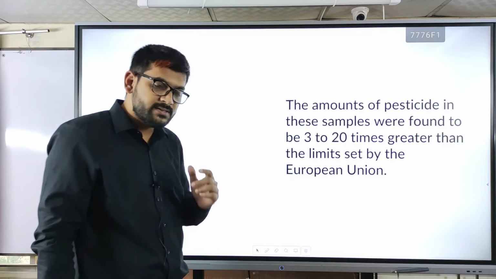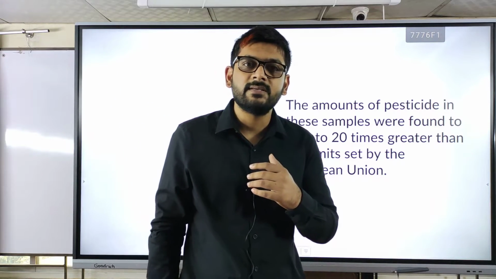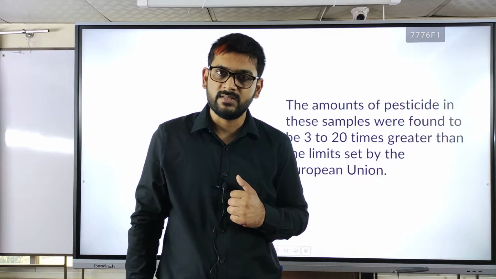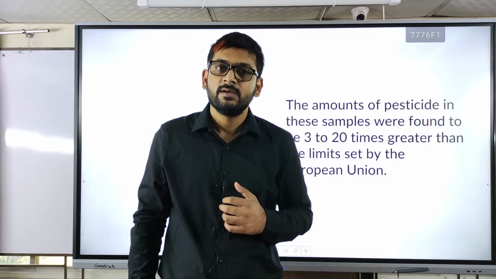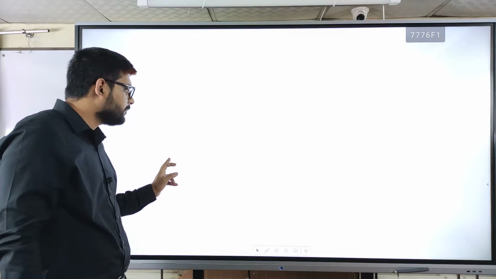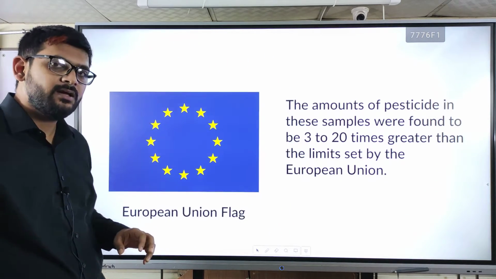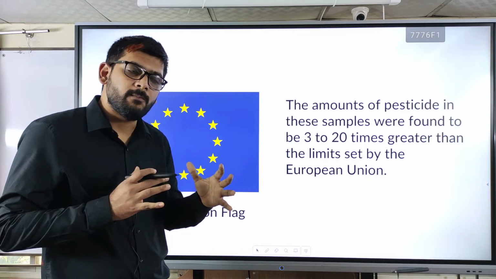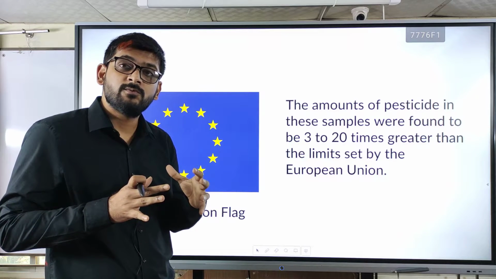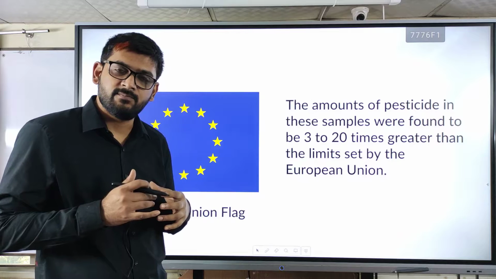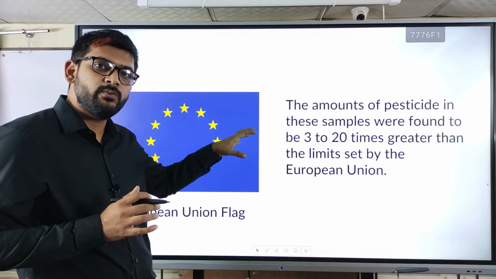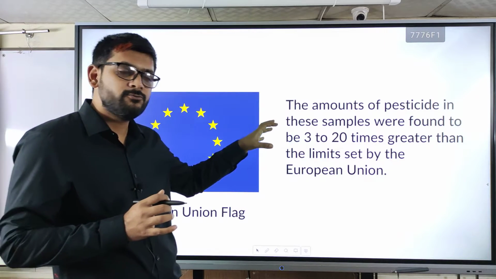Okay, already we said that we need pesticide, but there is a limit up to which we can use it in our agricultural field or in fruits or vegetables. And there is a limit which is set by the European Union. What is the European Union? The European Union is a political and economic union organization formed by 27 member states, mostly located in Europe. They set a limit up to which we can use pesticide in our foods.